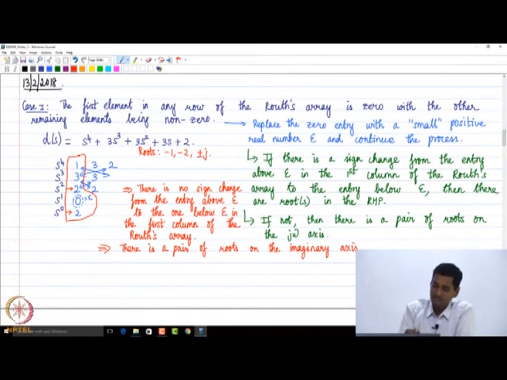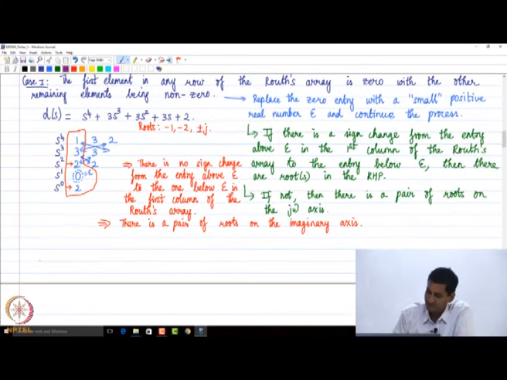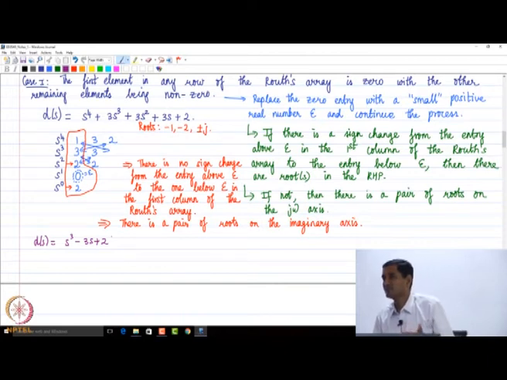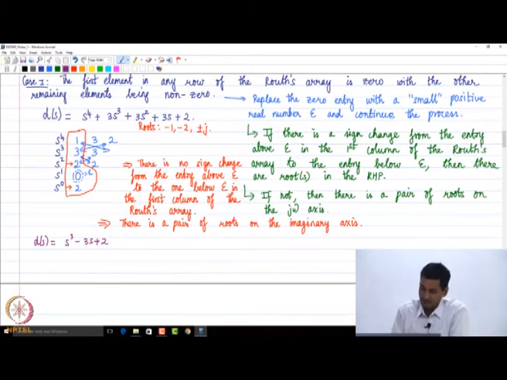Just to re-emphasize this special case, let's do one more example, wherein we consider d of s to be, just to convey the point, s cube minus 3s plus 2. Of course, you see that not all the coefficients are of the same sign, but that's fine. Right now we want to find out the distribution of roots. So let's carry out the construction of the Routh array. s cube, s squared, s power 1, s power 0. I am going to get the entries as 1, 0, minus 3 and 2.